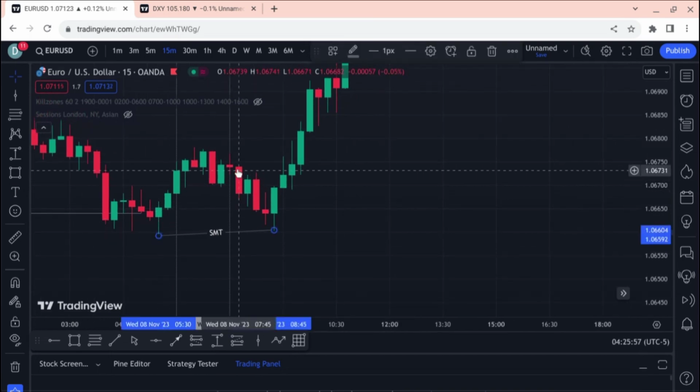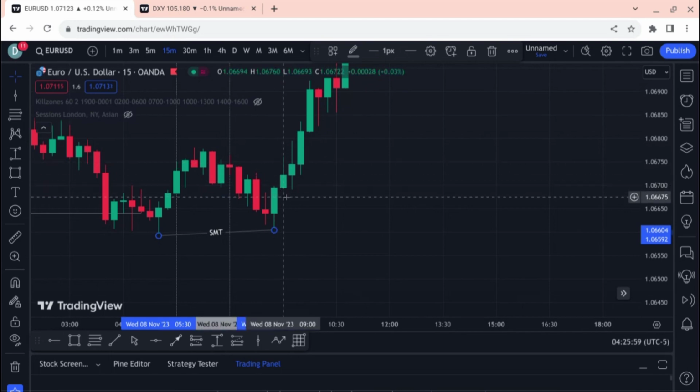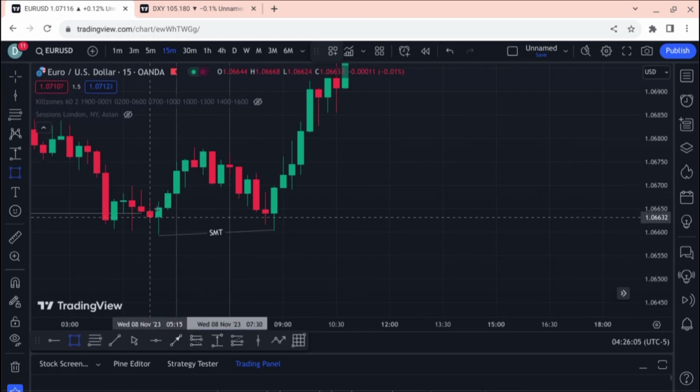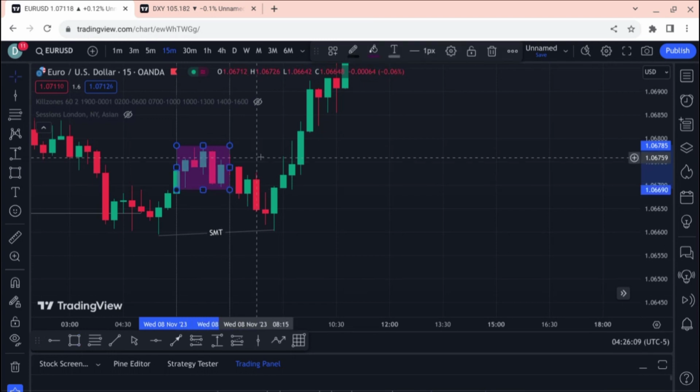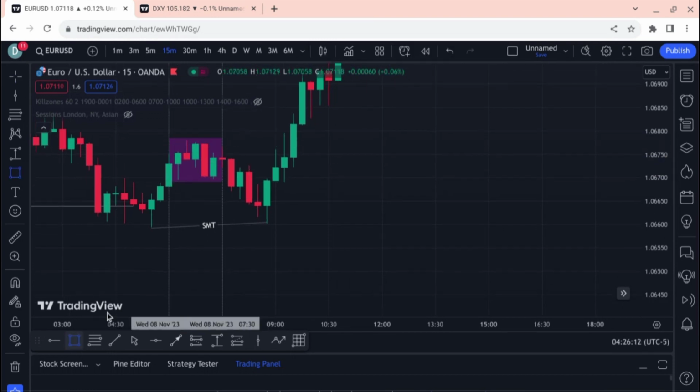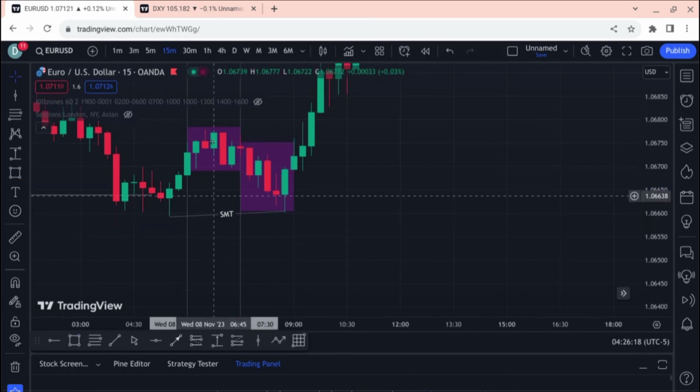from 7 o'clock to 9 o'clock is manipulation. The market was going down. It was not consolidating, at least it was going down, but here it was consolidating. During 6 o'clock to 7, it was consolidating. But in this case now, it was manipulated to the downside, creating smart money with DXY.